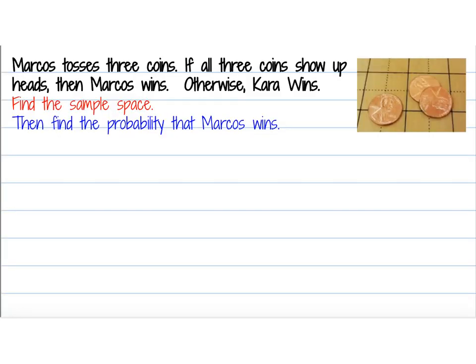All right, Marcos tosses 3 coins. If all 3 coins show up heads, then Marcos wins. Otherwise, Kara wins. First, we need to find the sample space. Then we're trying to find the probability that Marcos wins. So he's tossing a coin 3 times.